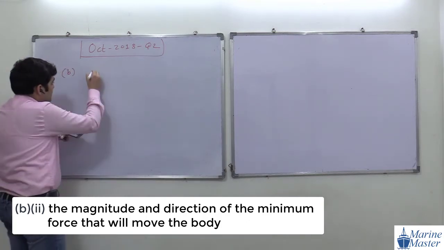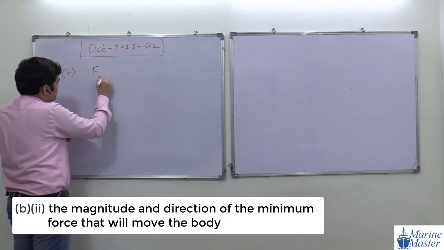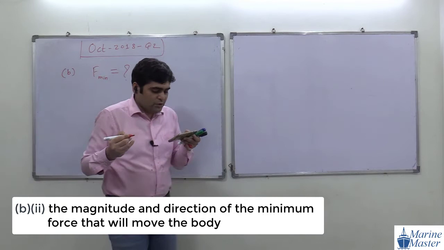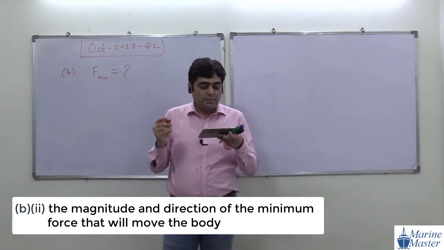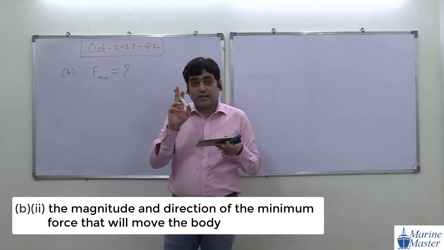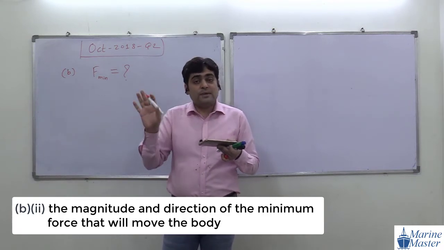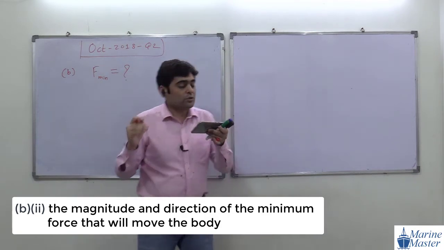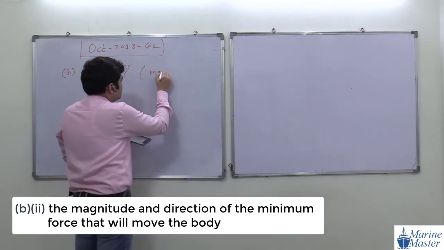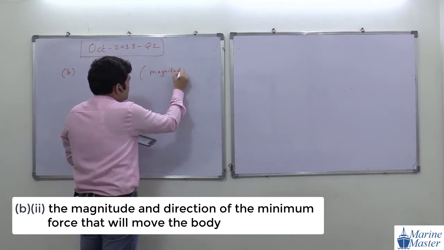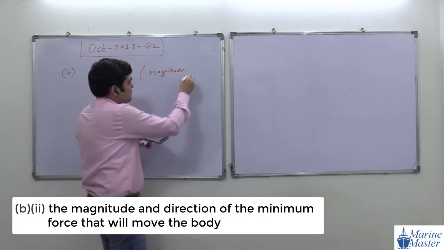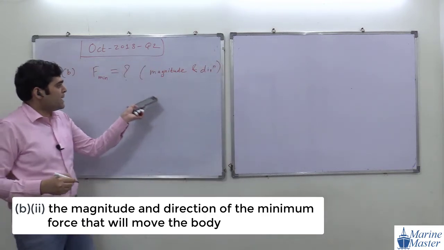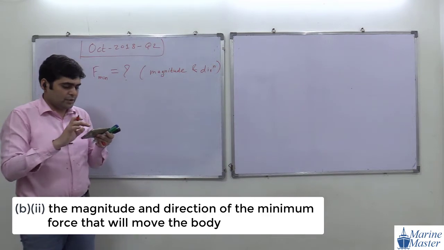See the point. They are asking us the minimum force that will move the body, means its magnitude. B's first part F is a different story. Here they are asking us the minimum force whose magnitude, what is meant by magnitude, guys? Its value. And they are asking us direction. Magnitude and direction. See the scenario here.